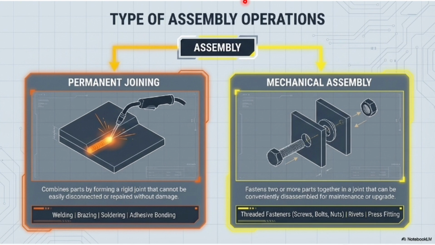Mechanical assembly uses fasteners or joining methods that can often be disassembled if needed. Examples include screws, bolts, nuts, rivets, and press fitting. These are useful when maintenance, replacement, or upgrading may be required. For example, a car body may involve welding for structural strength, while its engine cover may use bolts so it can be opened during servicing. So the choice of assembly method depends not only on strength, but also on maintenance needs, cost, production speed, and product design.